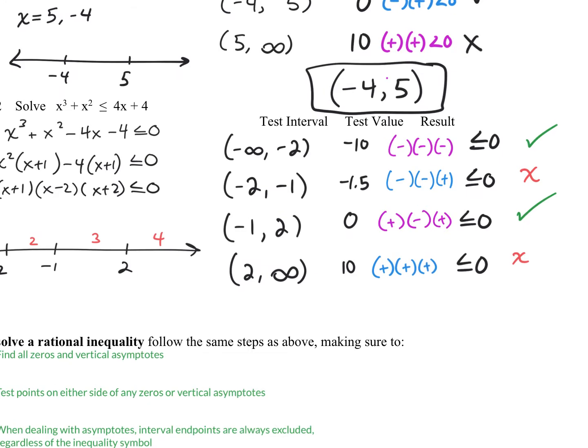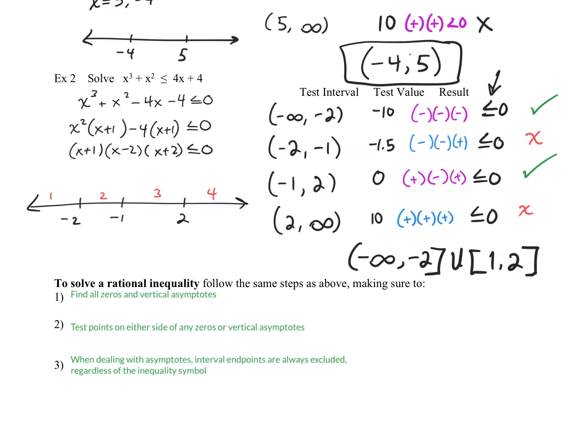So when I write my solution set, I also want to pay attention to the inequality symbol that I used here, the less than or equal to. So I'm going to include negative infinity to negative 2, and because we had that less than or equal to, I'm going to use that square bracket, in union with negative 1 to positive 2. And I apologize, that first bracket should be square, as should the last one. So there's our solution set to this inequality.